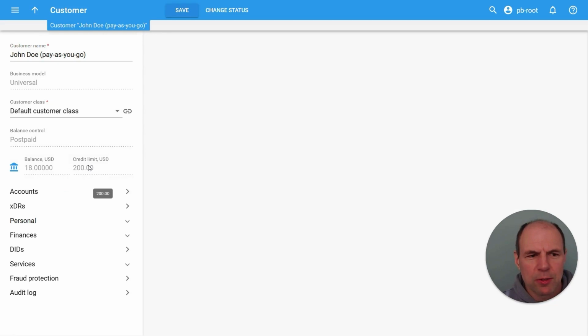And of course, at the end of the month, the customer would receive an invoice. They have an option to pay their balance by credit card or look into automated charging.